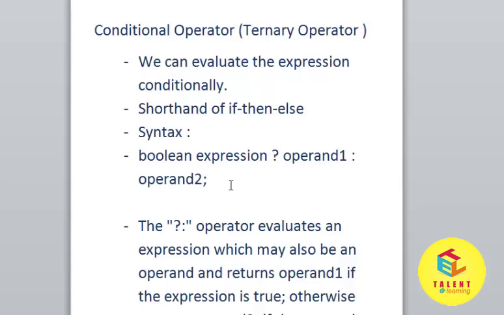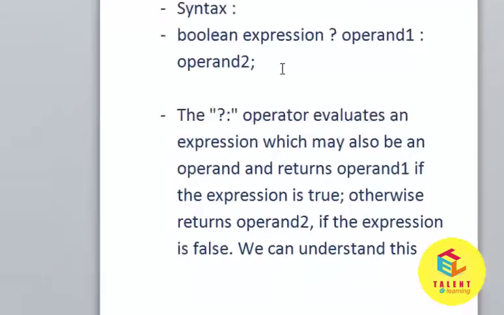Now let's go through how this conditional operator is working. First, this question mark and colon operator evaluates an expression which may also be an operand and returns operand 1 if the expression is true. Otherwise, returns operand 2 if the expression is false.